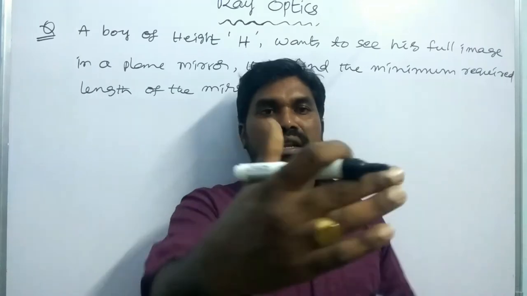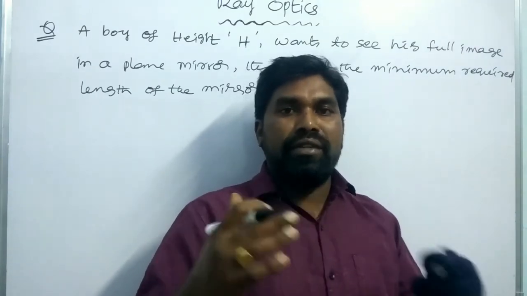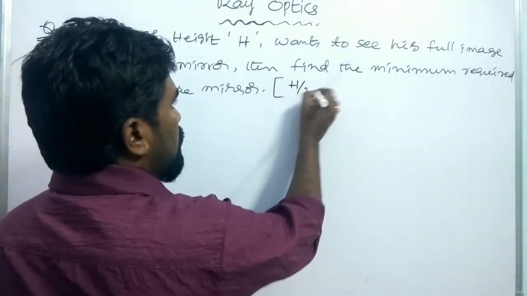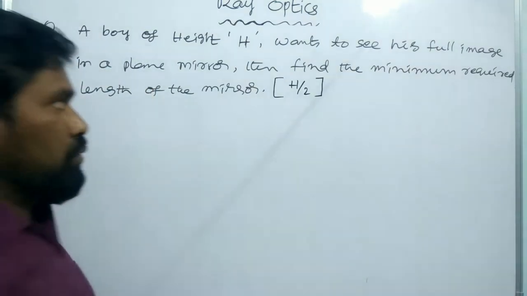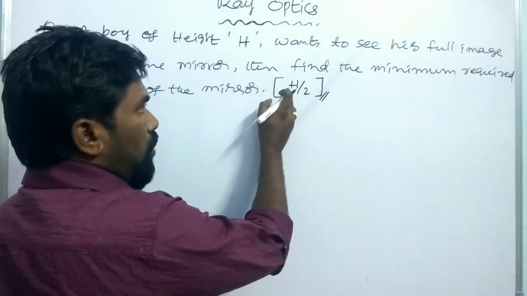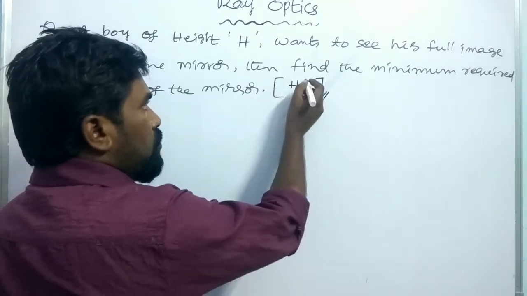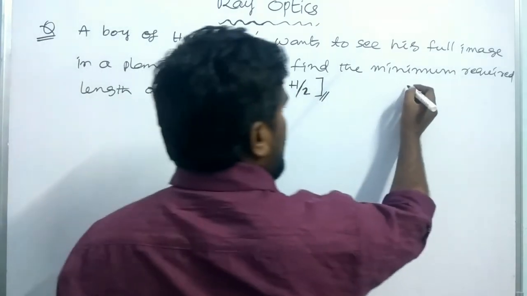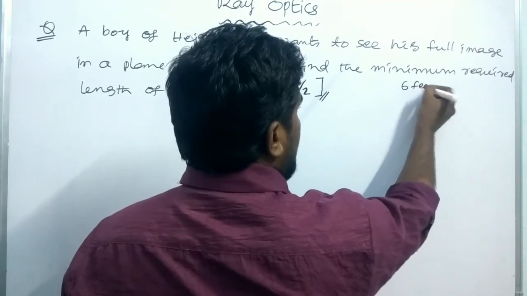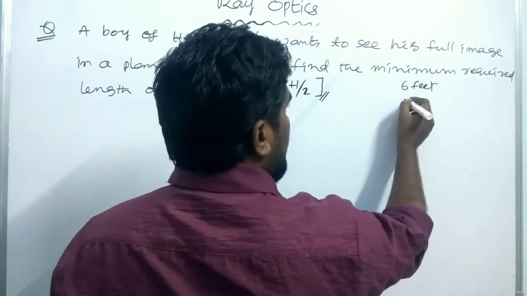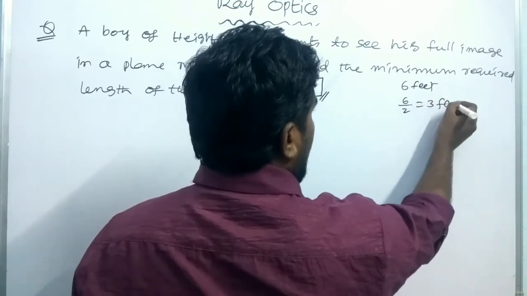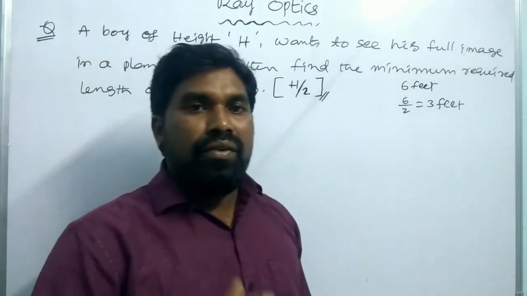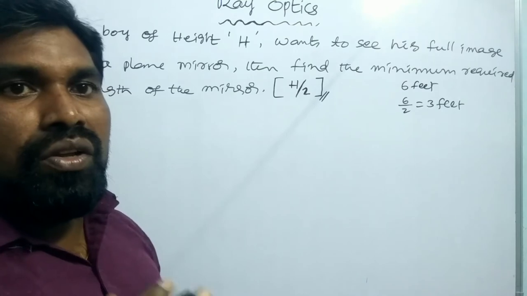So what is the height the mirror should have to see our full image? The mirror height should be H by 2. H is the height of the boy or height of the object. The height of the mirror is H by 2. For suppose if a man has 6 feet of height, then the mirror must be 6 by 2, that is 3 feet of height. If he is standing in front of the 3 feet mirror, then he can see his full image.